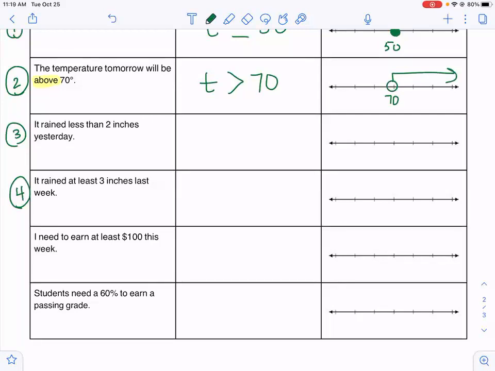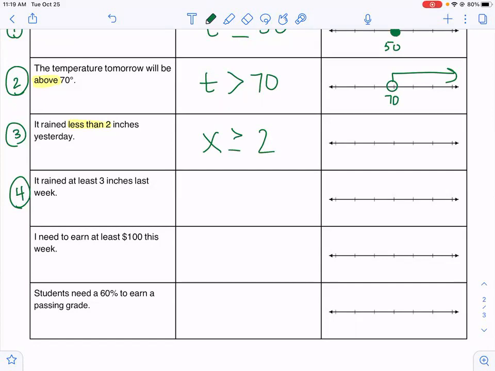Okay, let's meet back together. Quinlan, what do you and Bella have for number 3? We have X is greater than or equal to 2. Okay, so you took the word less than, and so why did you choose greater than or equal to? Can you explain that to me? Because there is less than.